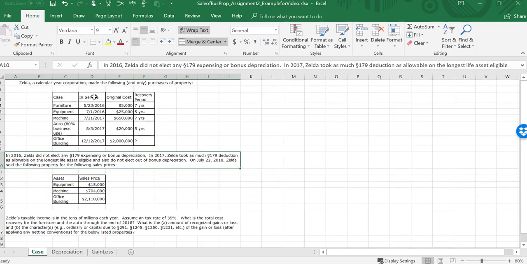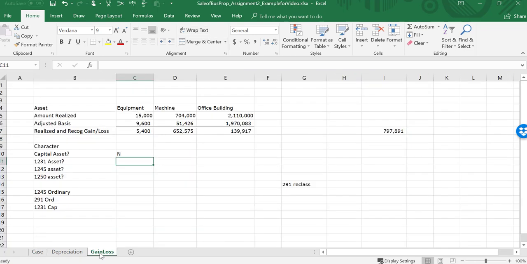Let's go back and take a peek. Let's see, I bought it in 2016, I sold it in 2018. I almost certainly held that for more than a year. That is a 1231 asset. Is it a 1245 asset? Well, yes, it is, because it's personal property, which means by default it cannot be a 1250 asset.